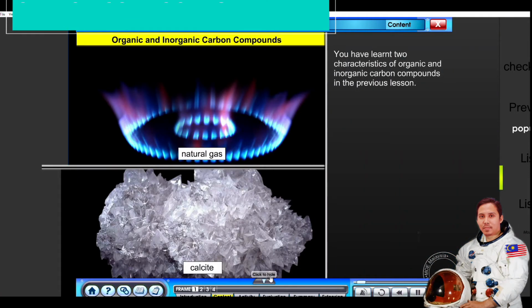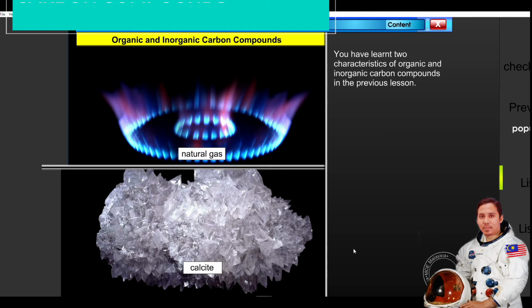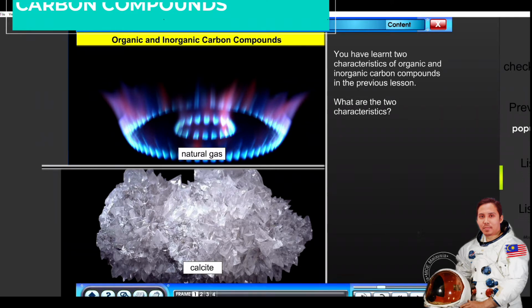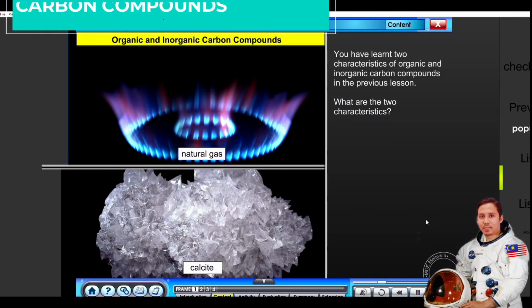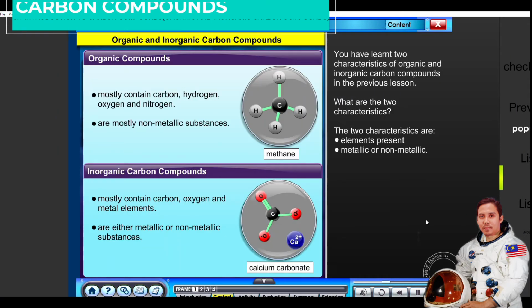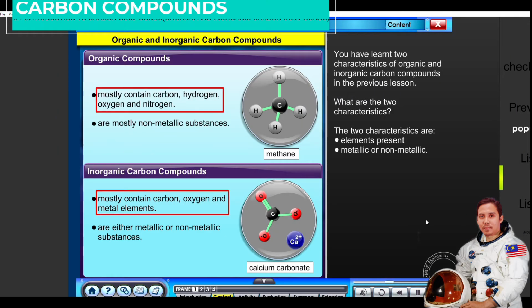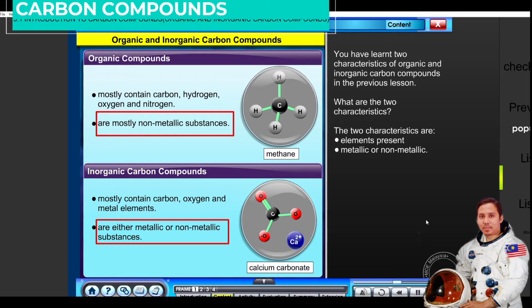You have learnt two characteristics of organic and inorganic carbon compounds in the previous lesson. What are the two characteristics? The two characteristics are the elements present and whether they are metallic or non-metallic.